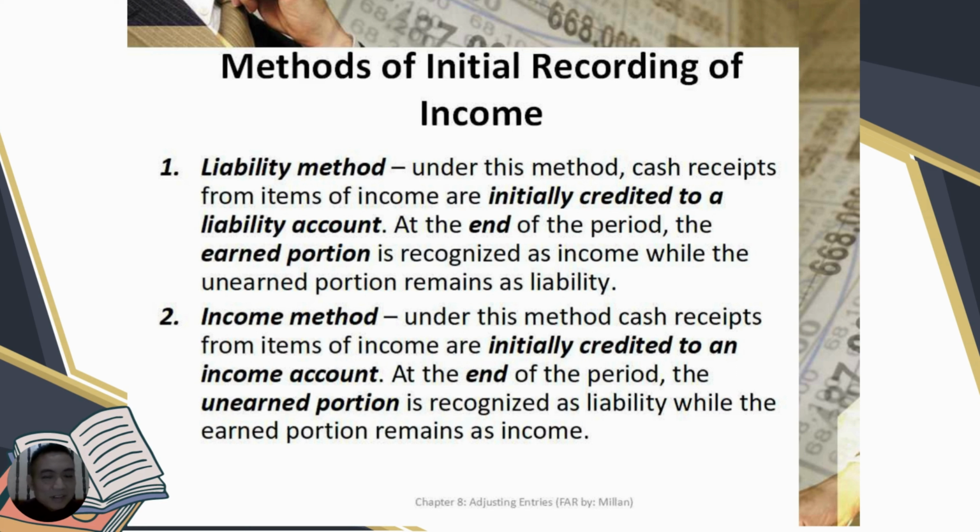Under the income method, cash receipts from items of income are initially credited to an income account. At the end of the period, the unearned portion is recognized as liability while the earned portion remains as income. So you need to record as liability the portion you have not yet earned.